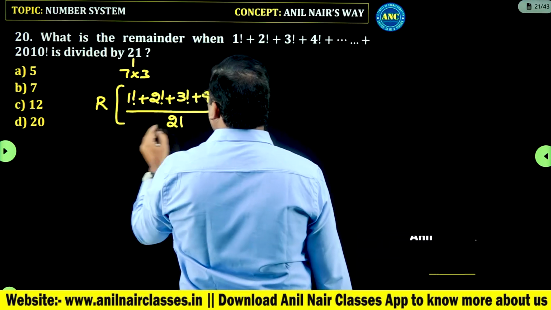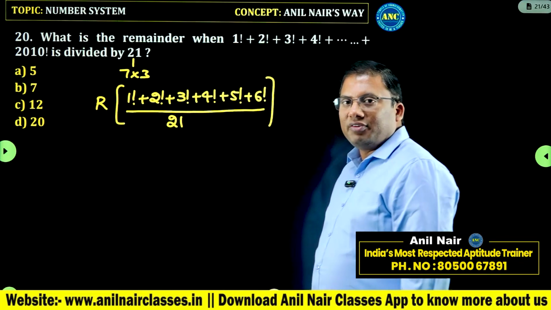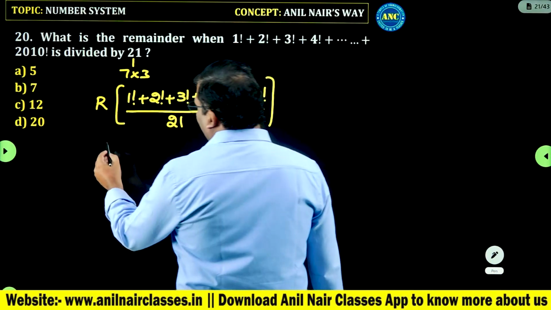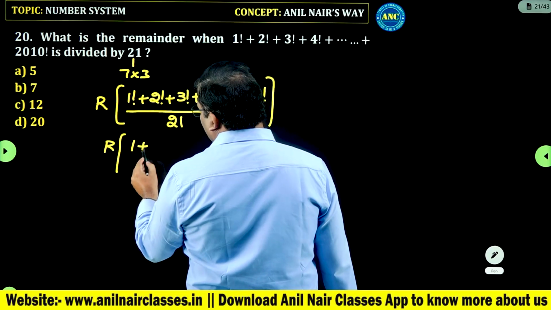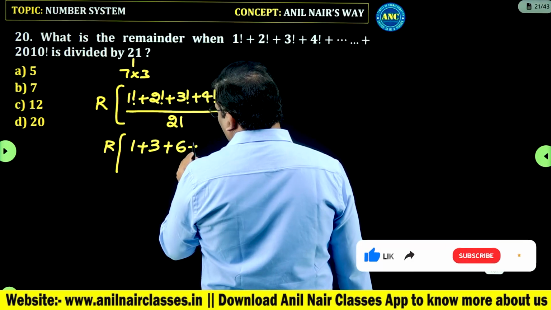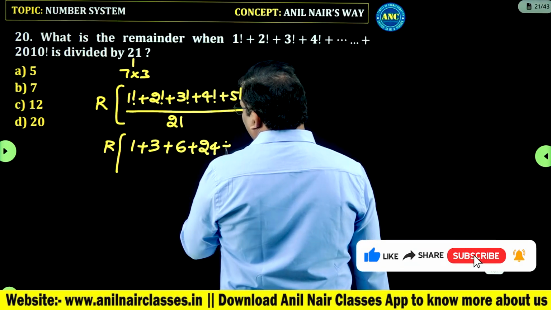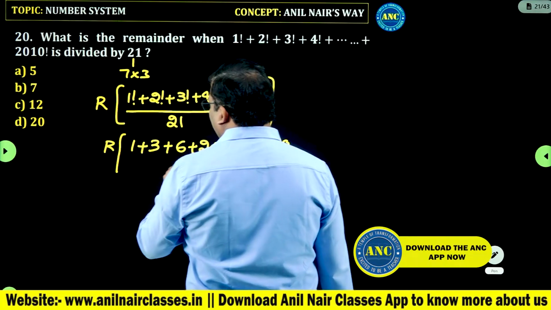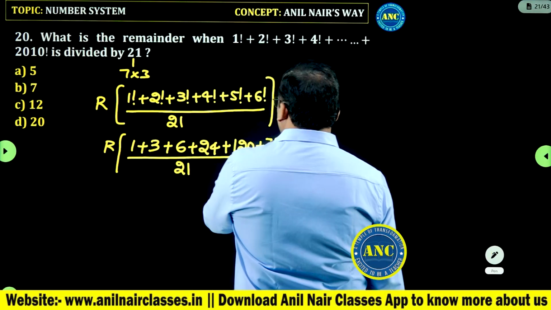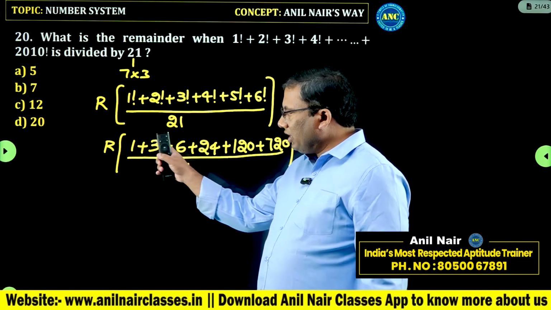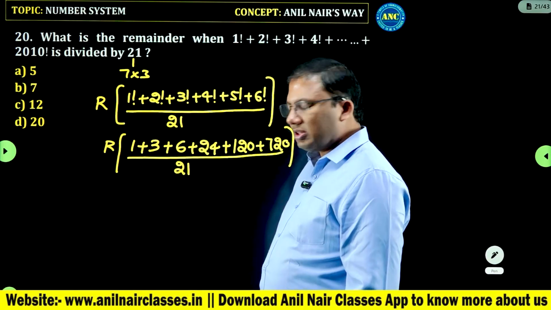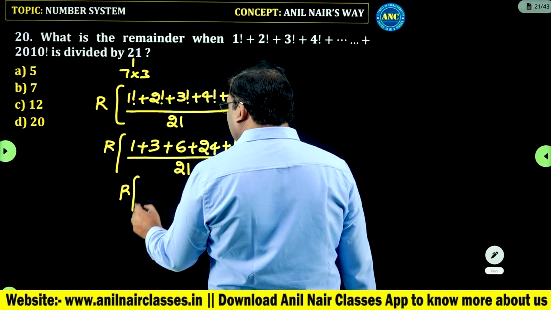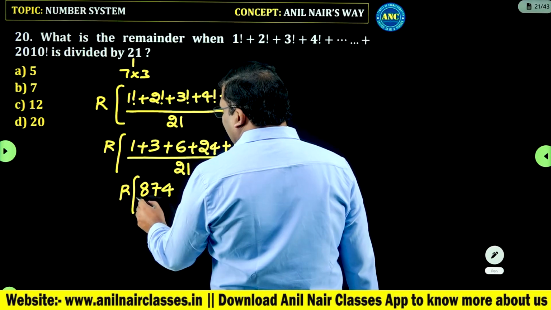That means the question is condensed to this: 1 factorial plus 2 factorial and so on up to 6 factorial divided by 21. 1 factorial is 1, 2 factorial is 2, 3 factorial is 6, 4 factorial is 24, 5 factorial is 120, 6 factorial is 720, divided by 21. 1 plus 2 plus 6 is 9, 9 plus 24 is 33, 33 plus 120 is 153, 153 plus 720 is 873 divided by 21.